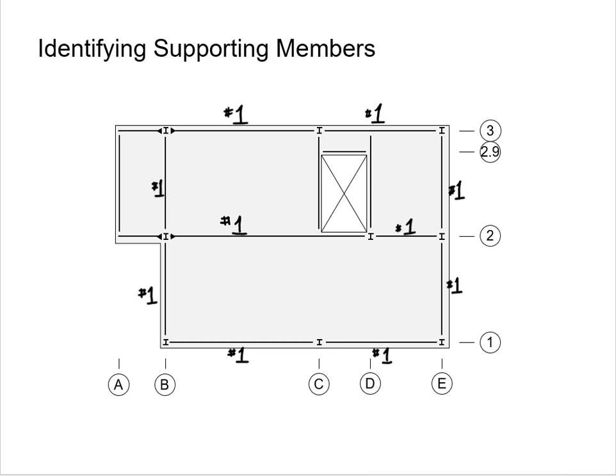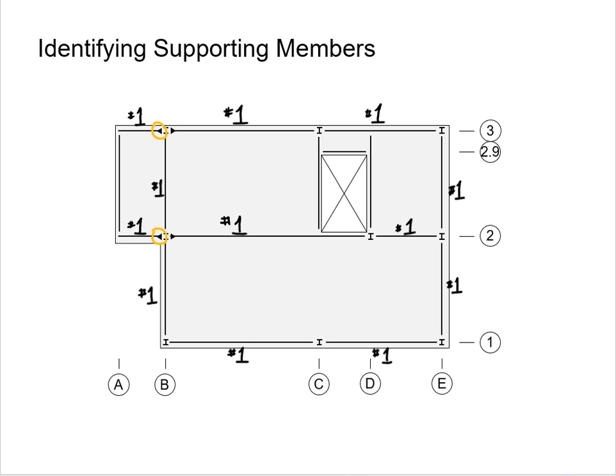So if the member requires a rigid connection to the column in order to stay up, it is also labeled number 1. In this example framing plan, if we don't have rigid connections at B3 and B2, this panel folds down. So these two members are also labeled number 1.